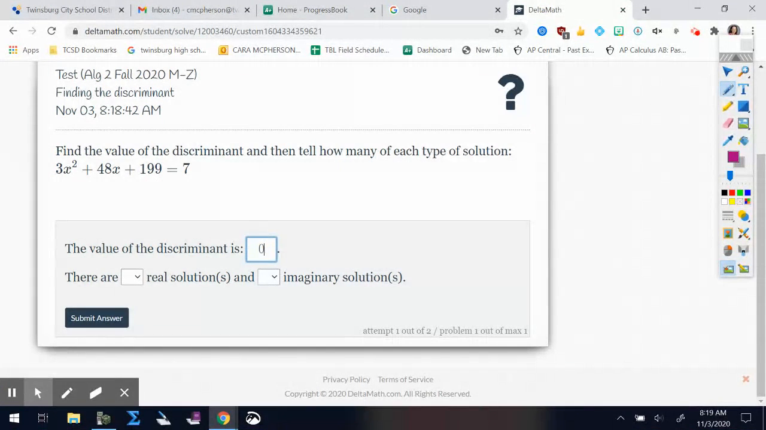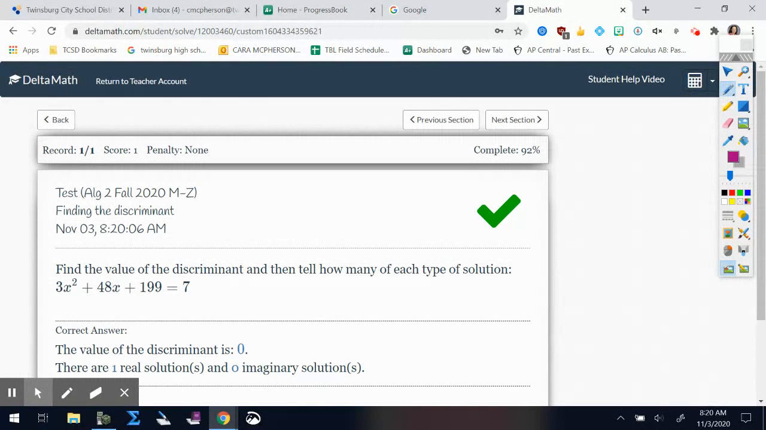So you have a couple options here. If your discriminant is positive, you're going to get 2 real solutions, no imaginary. If your discriminant is negative, you're going to get no real and 2 imaginary. If your discriminant is 0, you're going to get one real and no imaginary. And that is everything I need for that one. You do want to review, depending on your discriminant, how many solutions you have. That will show up on this quiz.